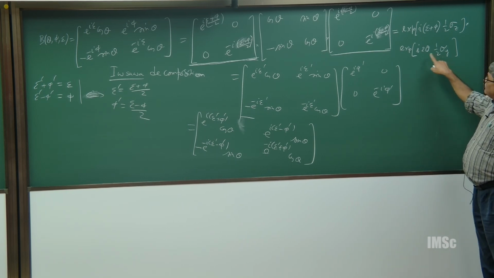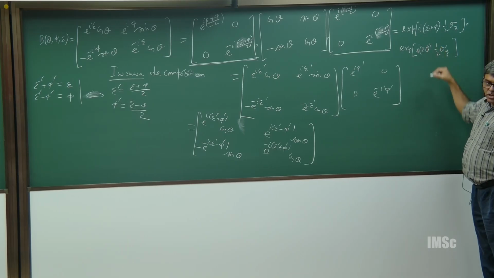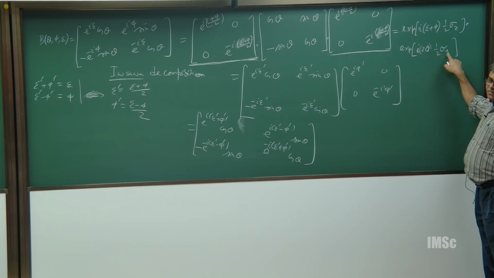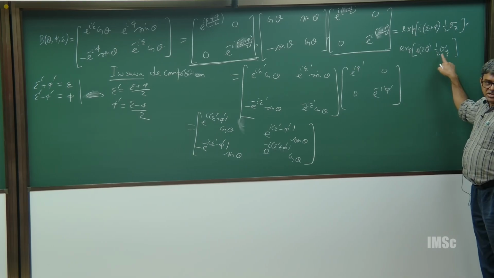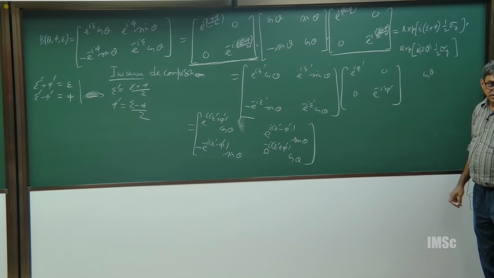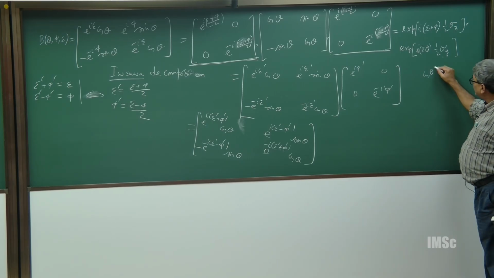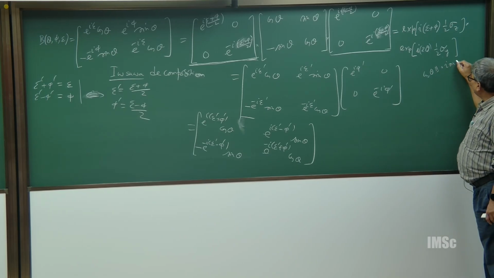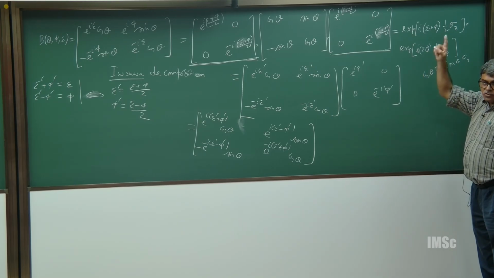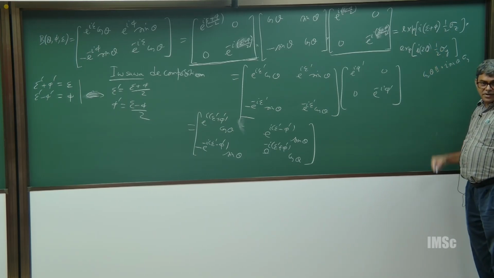So then what will happen? This is your angle. So this is basically e to the power iota theta sigma y. If you expand it, it will be cosine theta identity minus identity, and then plus iota sine theta sigma y. And iota sigma y is this matrix 0, 1, minus 1, 0.